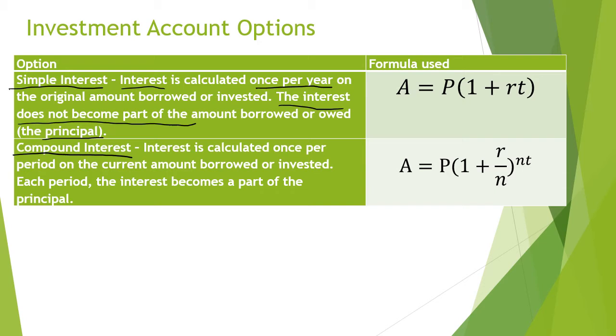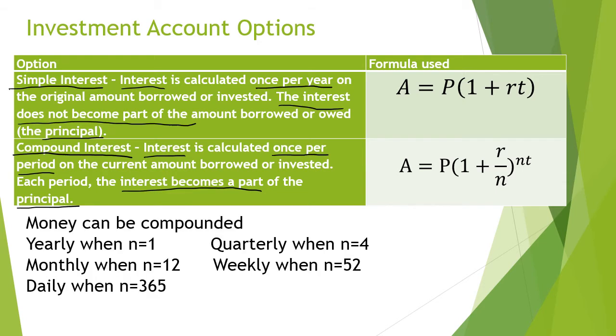Now, compound interest is when the interest is calculated once per period, and we're going to talk about periods later. And the interest itself becomes part of the principal after the first period. And the equation that is used to find the final balance is A equals P, the principal, times 1 plus the interest rate divided by N, which is a number that depends on the period, raised to N times T, which is time in years.